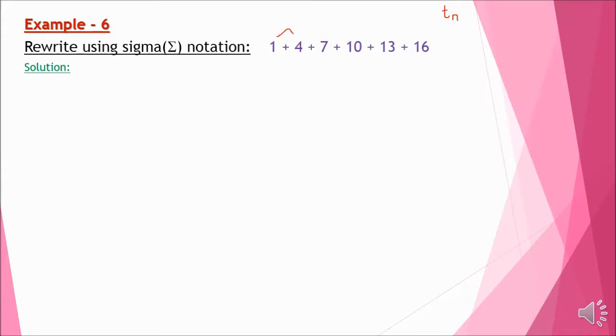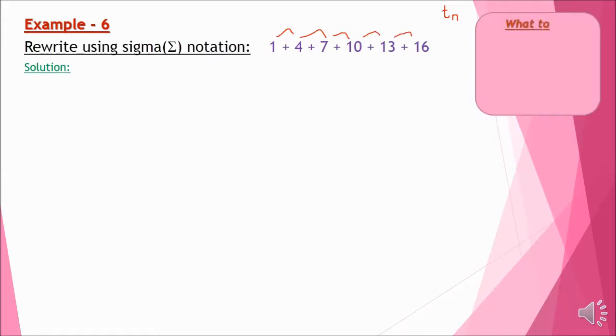We can easily see it's linear. The gap is 3. The first difference is equal, so it's linear. But let's go by procedure. What to do? First, find whether it is a linear or quadratic series. And second, find Tn. Then we can easily find Tn, the general term.